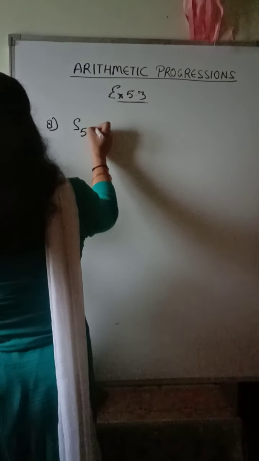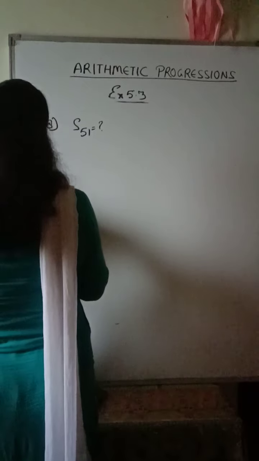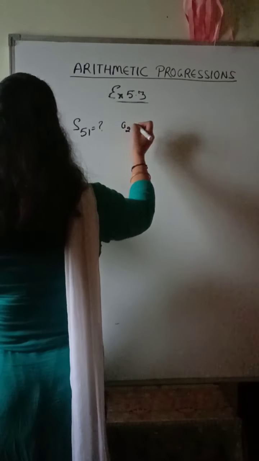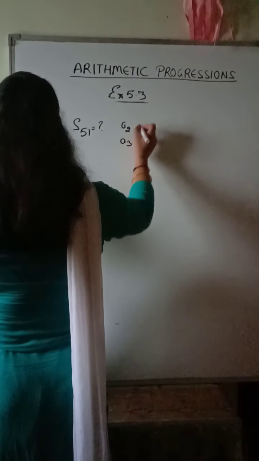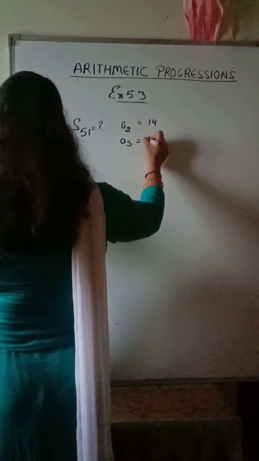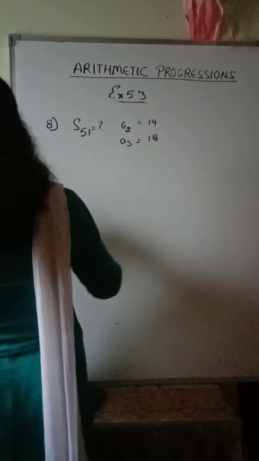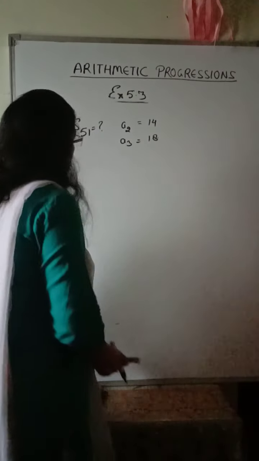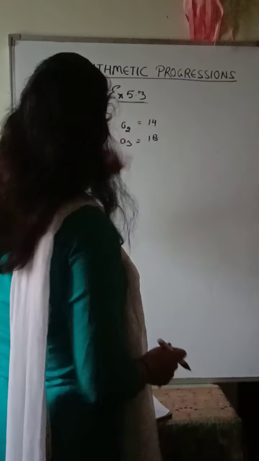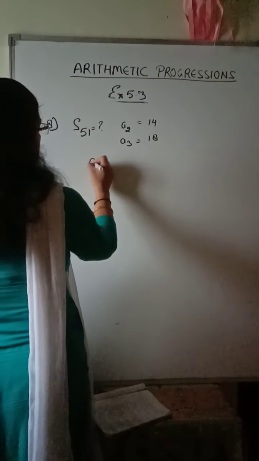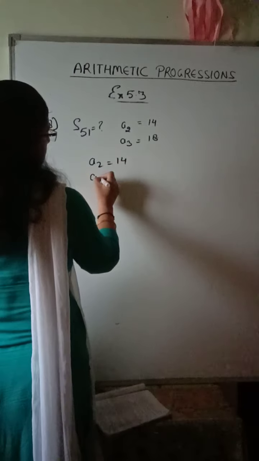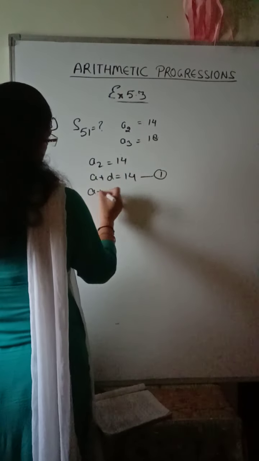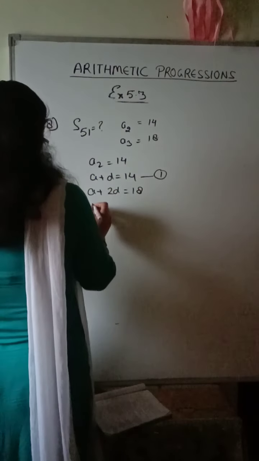That is S51. Find the sum of 51 terms of an AP whose second term and third term are 14 and 18 respectively. Okay, so we have to find from here. Second term means A2 is equals to 14 is given, so a plus d is equals to 14, equation number 1. Third term a plus 2d is equals to 18.